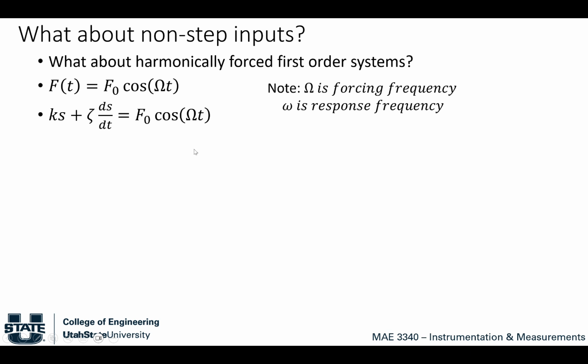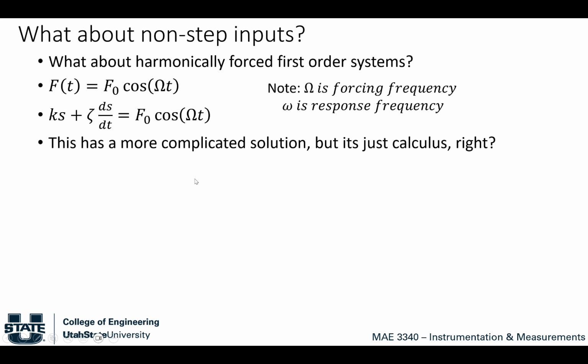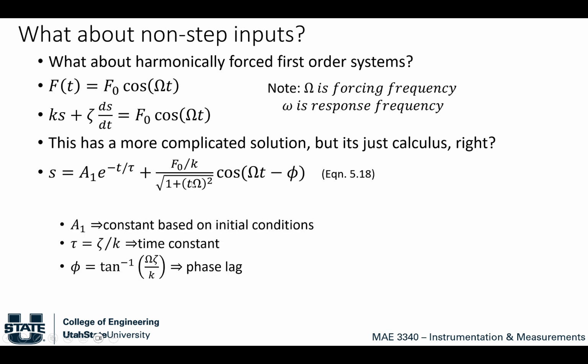Okay, what about non-step inputs? What if we're not dropping it from the room into an oven? So we have a forcing frequency, and then we have a response frequency associated with it. And so that forcing, instead of just a constant temperature that we give it or a constant load that we give it, now we're oscillating at this cosine omega t rate. It is more complicated because we've got some calculus, but we can do that. We could work through it.